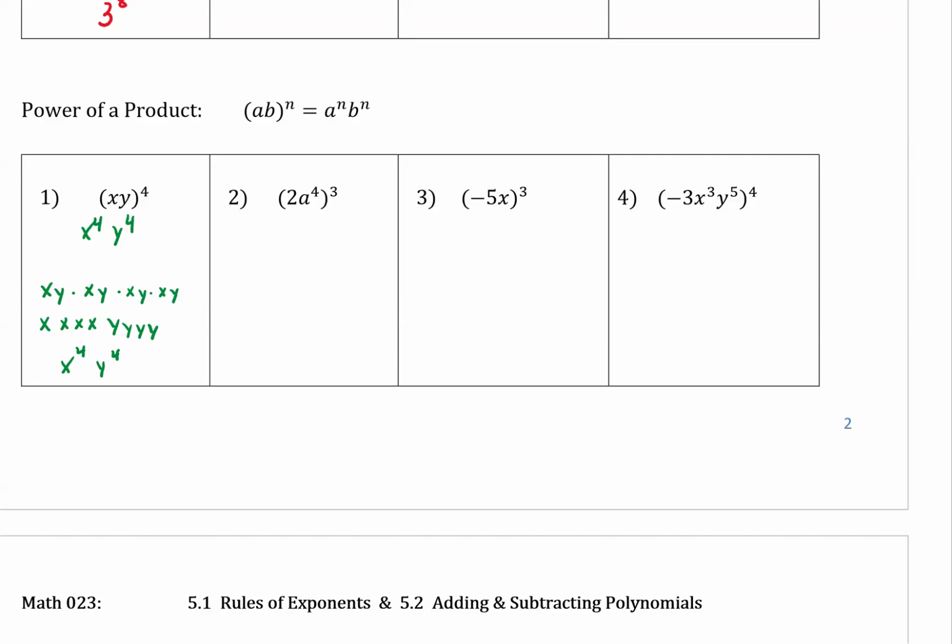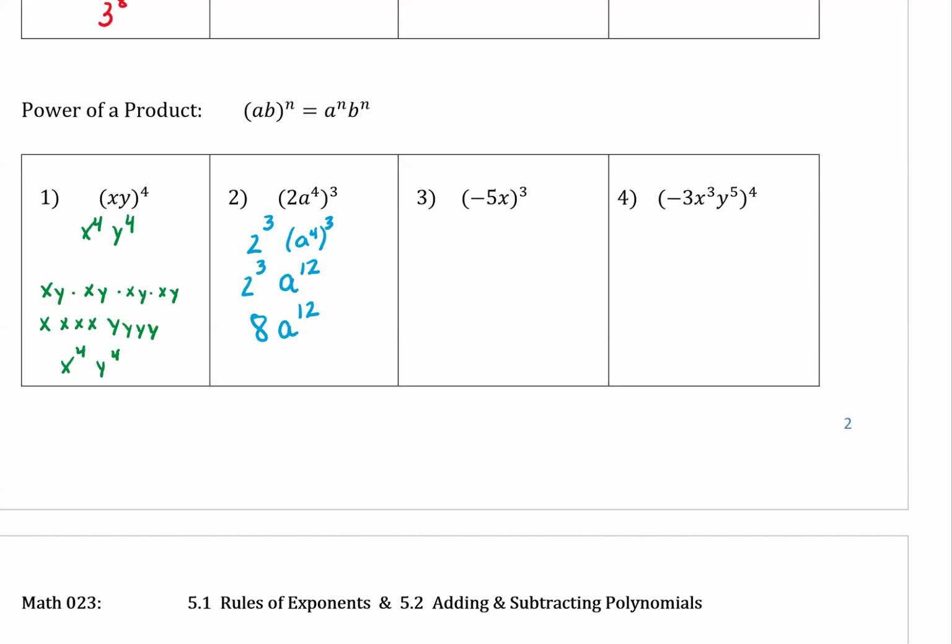Number 2, 2a to the 4th, all of that is raised to the 3rd power. So we're going to take the 2 to the 3rd power. Now we have a to the 4th to the 3rd power. Now you're going to have to use your power of a power rule. So we have 2 cubed, and then 4 times 3 is 12. So this will give us a to the 12th, and then 2 cubed is 8. So we have 8a to the 12th as our final answer.